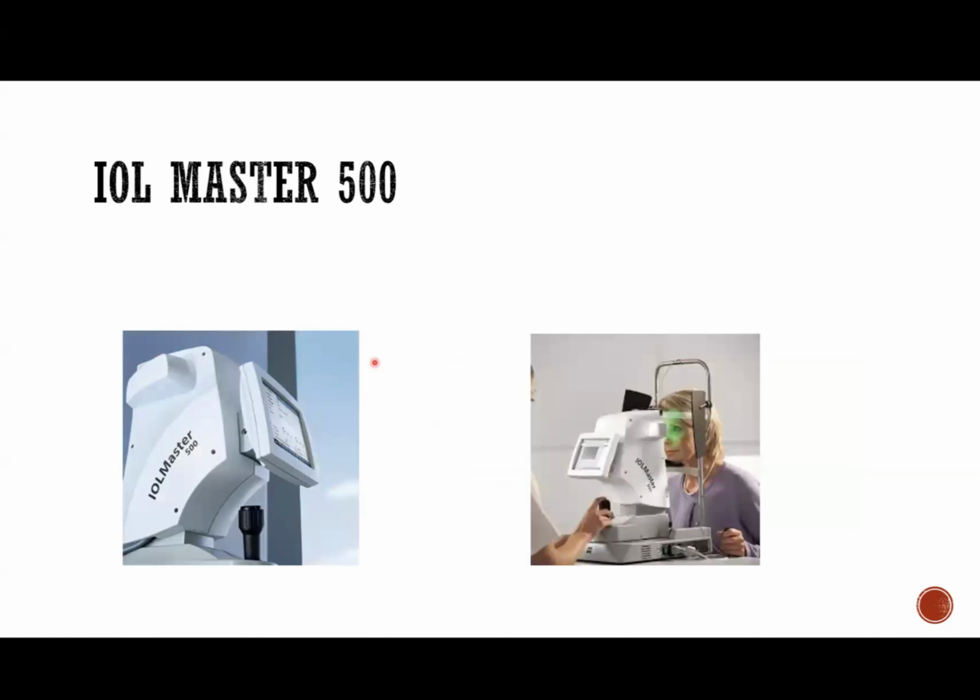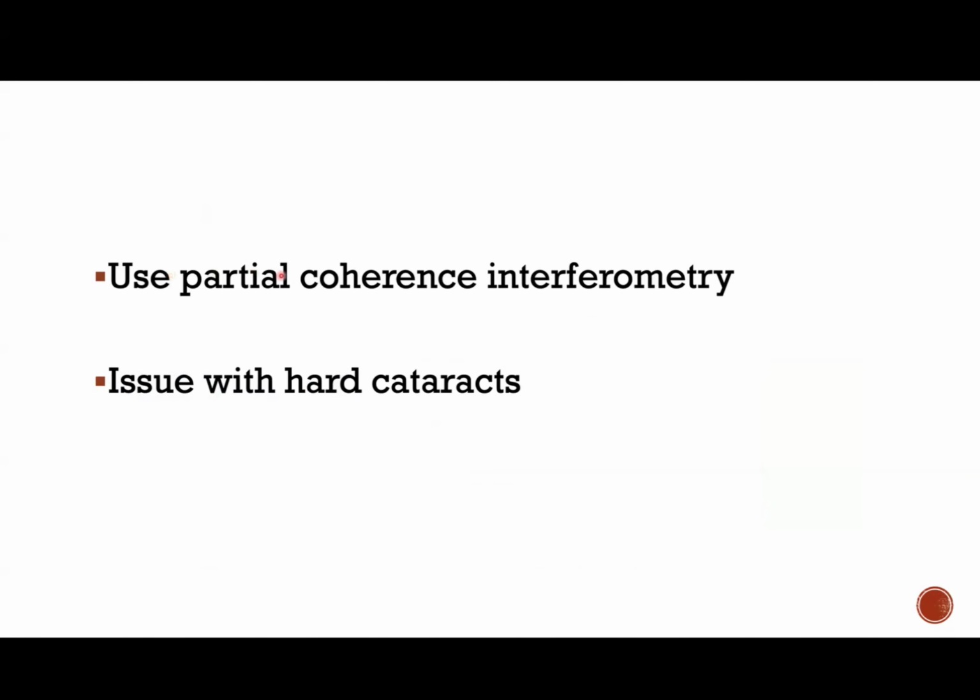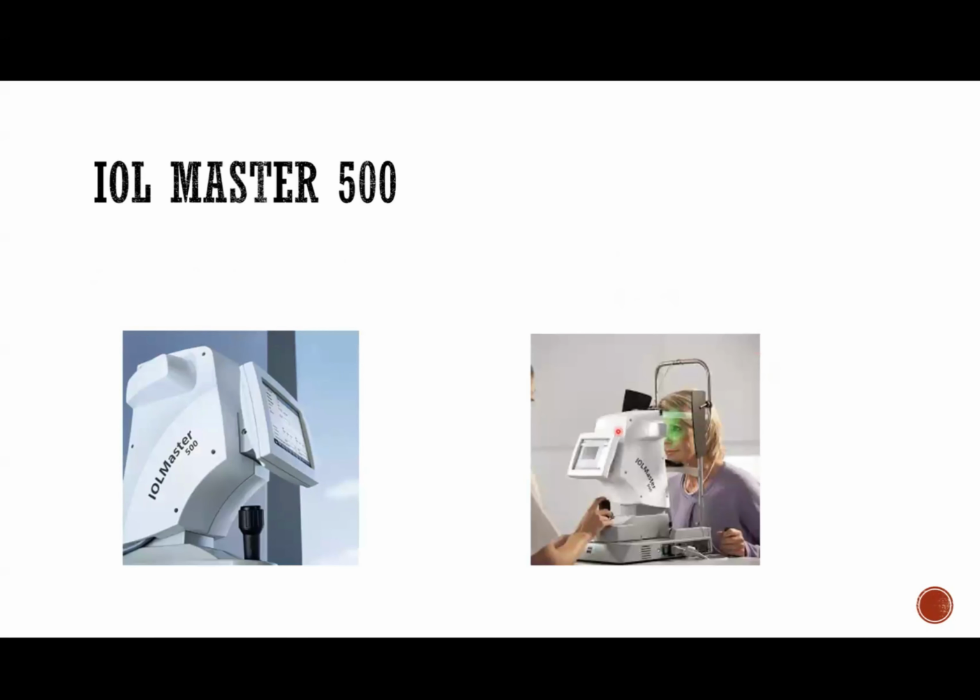The modern version is the IOL Master. Those are the optical biometers. In optical biometry, they use partial coherence interferometry, and it's non-contact. The patient has to look at a light inside the machine. Therefore, there is much more assurance that the light ray will hit the fovea, so the axial length measurement will be much more accurate.